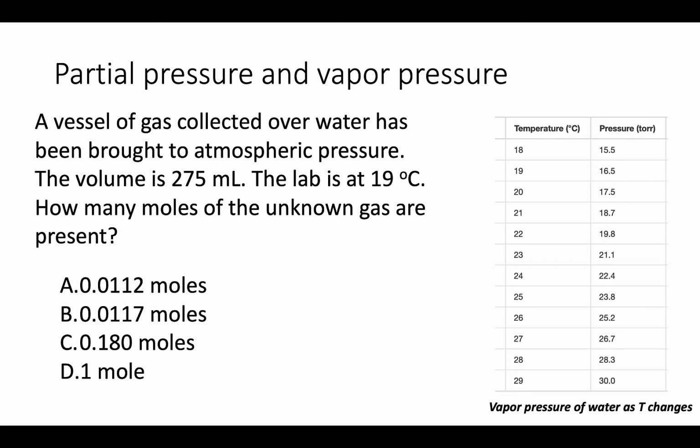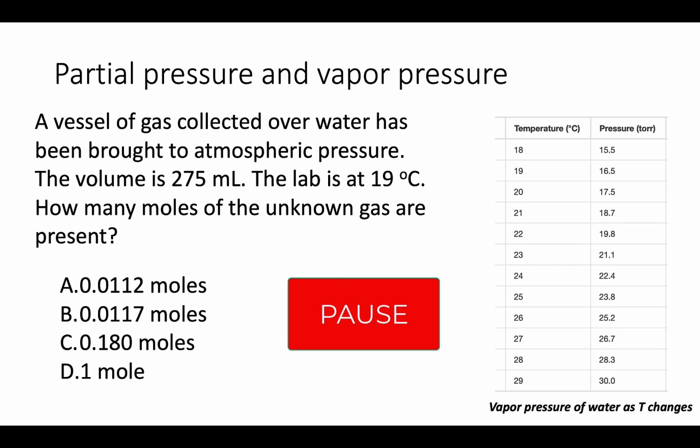And key to this problem is that the vessel is collected over water, right? So even though we have a sealed collection flask, we know that that sealed collection flask contains not only the gas of interest that we're collecting, but it also contains water, right? And we can assume that the partial pressure of water in the collection flask is going to be equal to its vapor pressure, right? That is to say that it will be saturated, right? Okay, so why don't you pause the video if you like and see if you can come up with the correct answer here.